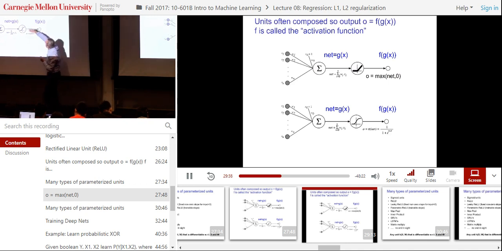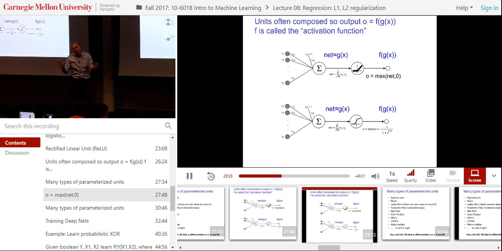Now you might say to me, wait. This rectilinear unit does not satisfy that because the derivative in some cases is 1, but in the other case the derivative is 0, but at this one point the derivative is not really defined. And you would be right. But we get away with it anyway because it's almost everywhere differentiable. And in practical terms, that's good enough.